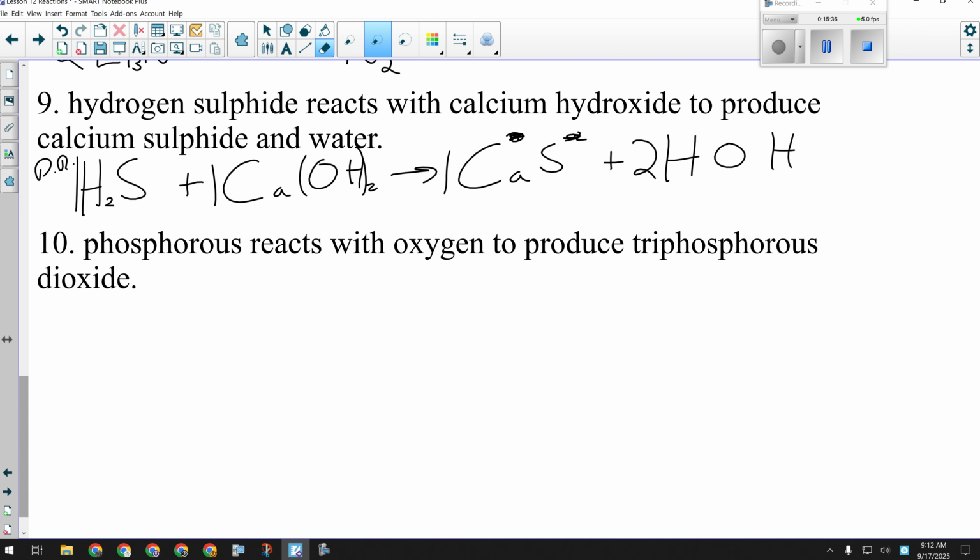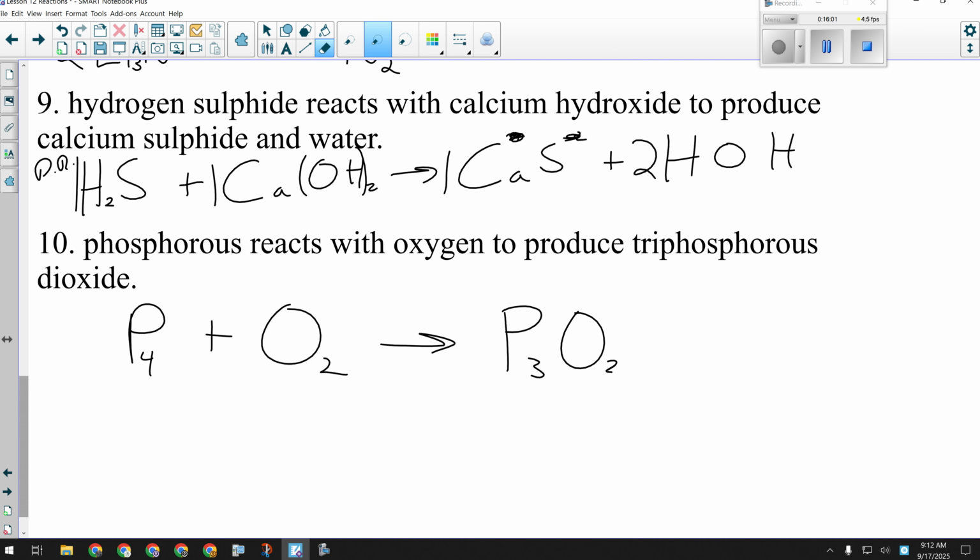Now number 10 is one to really drive home the point of special elements. Phosphorus. Is phosphorus one of our special elements? What does it come as? 4. And it reacts with oxygen. Is that also a special element? Comes as a 2. And that is going to make triphosphorus dioxide, P3O2.